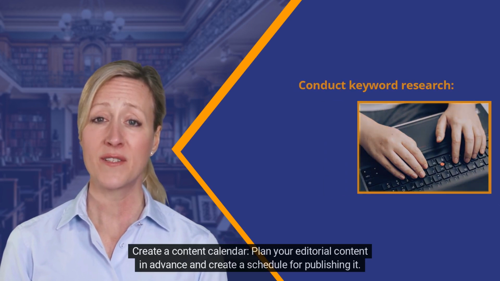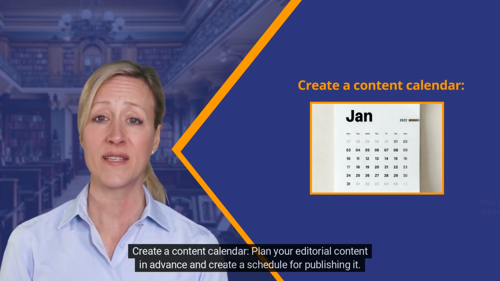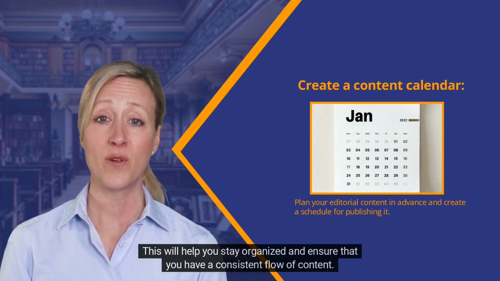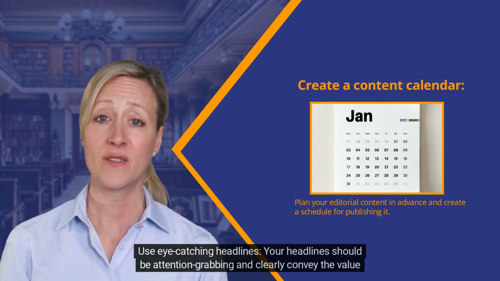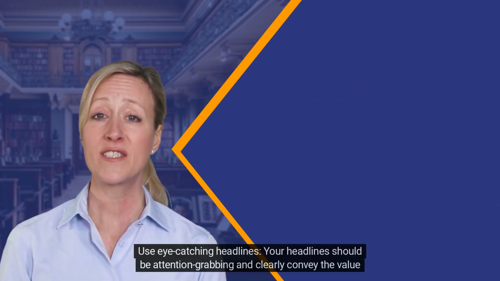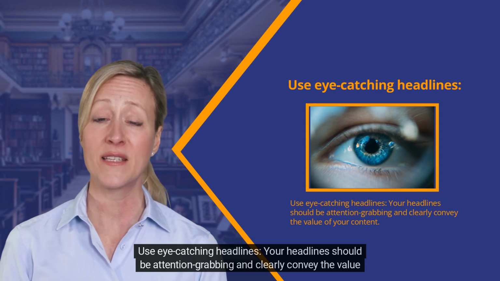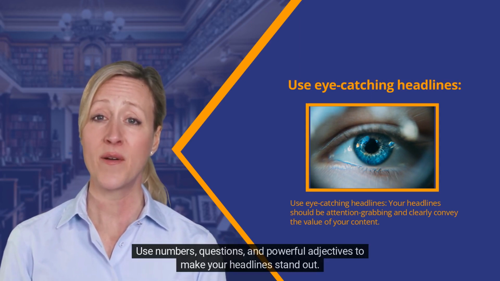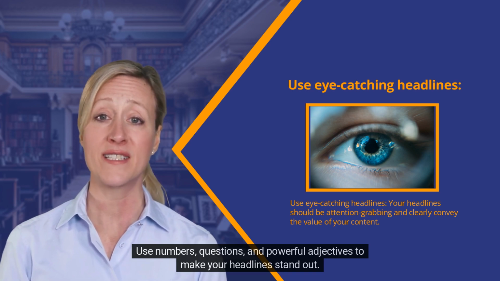Create a content calendar. Plan your editorial content in advance and create a schedule for publishing it. This will help you stay organized and ensure that you have a consistent flow of content. Use eye-catching headlines. Your headlines should be attention-grabbing and clearly convey the value of your content. Use numbers, questions, and powerful adjectives to make your headlines stand out.